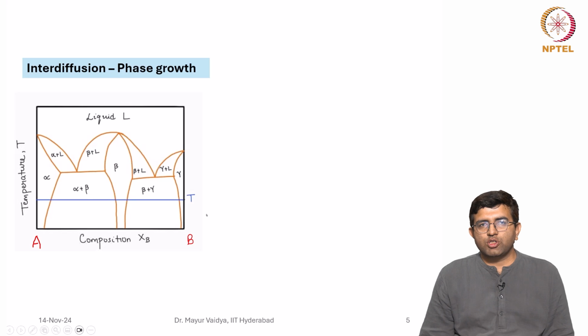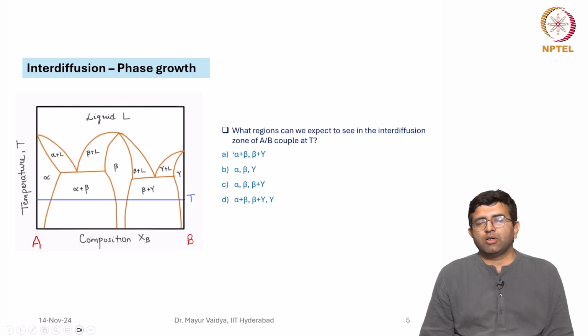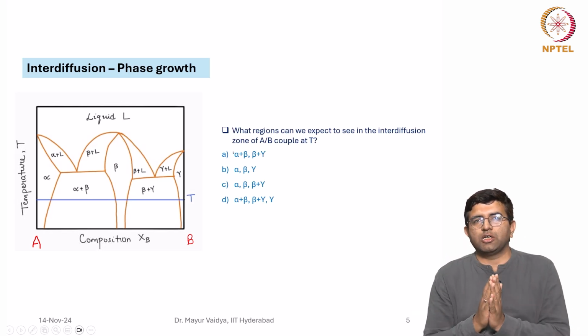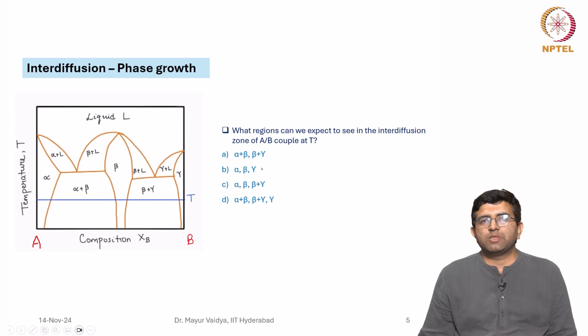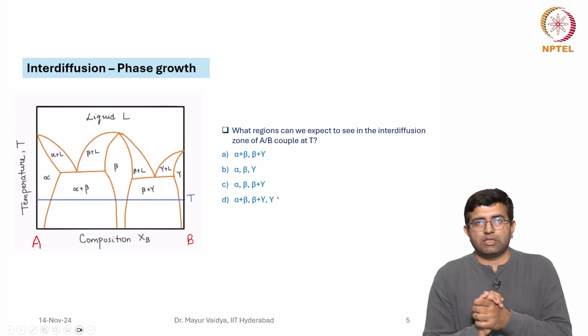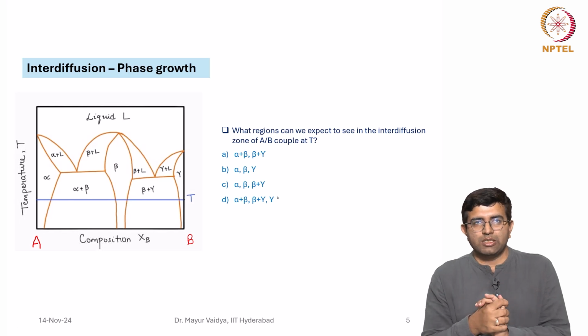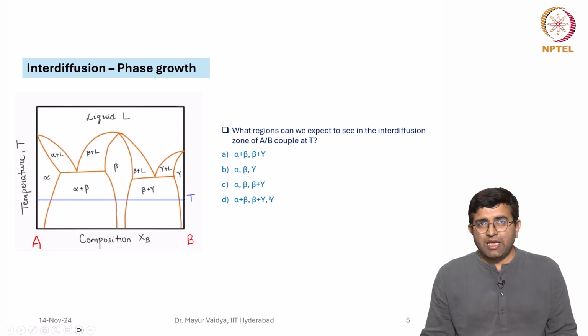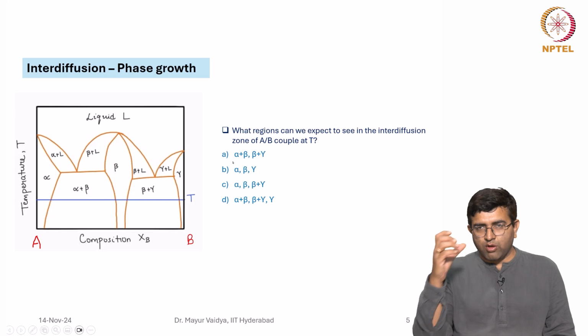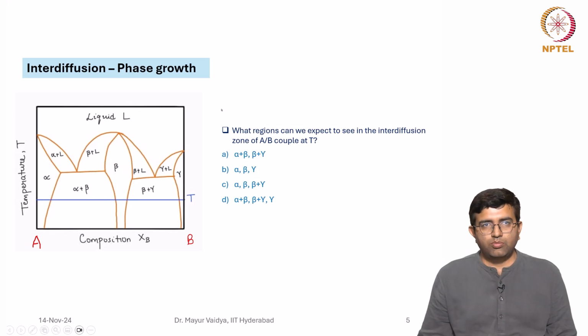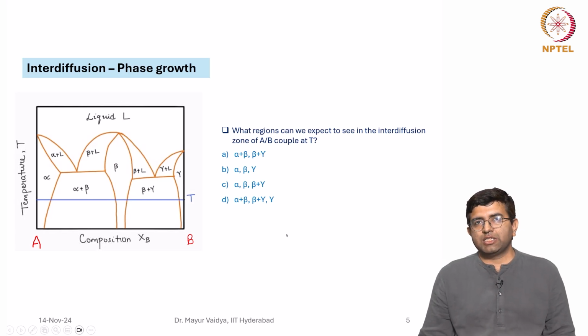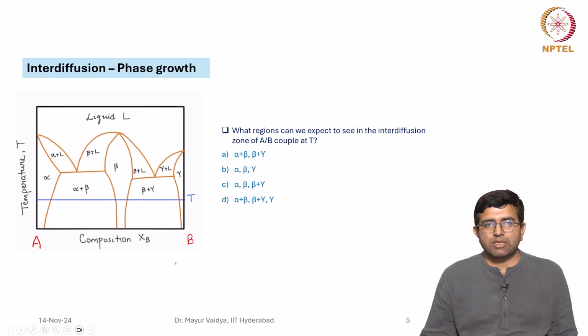In the interdiffusion zone, what are the phases, what are the layers you expect to see? Will it be alpha plus beta, beta plus gamma, or alpha, beta, gamma, or alpha, beta, beta plus gamma, or the fourth option, alpha plus beta, beta plus gamma, gamma? Can you intuitively guess which one of the layers you may be seeing? When I say alpha plus beta, I mean a mixture of alpha plus beta. So we will answer this question towards the end of this lecture.